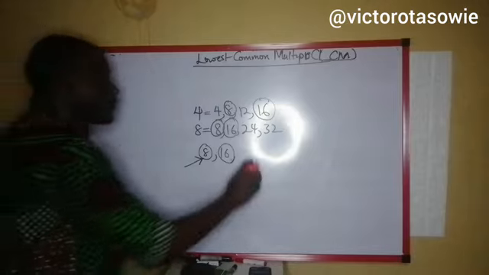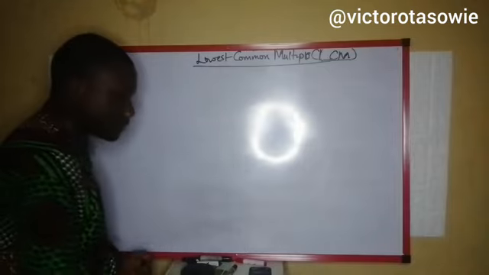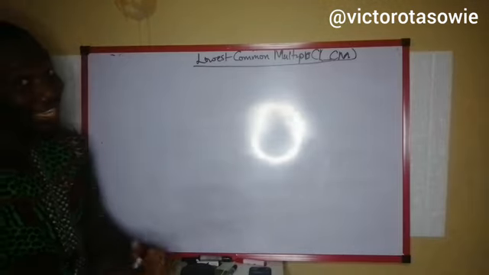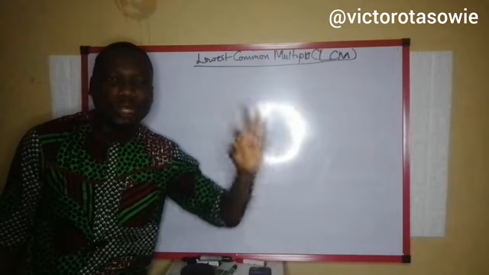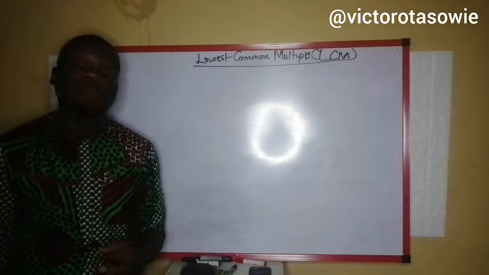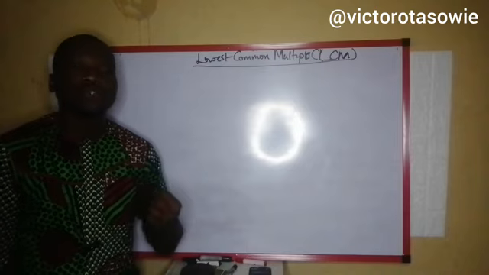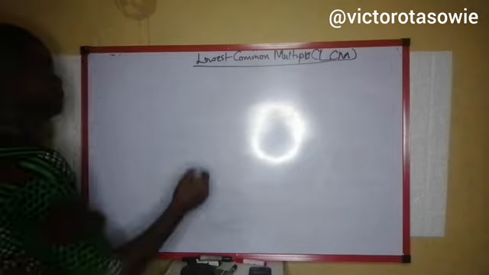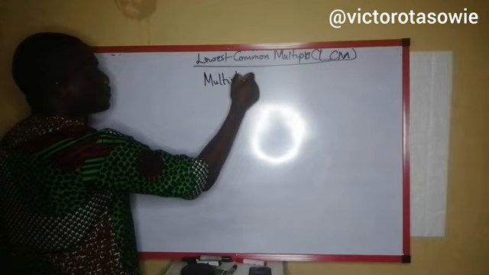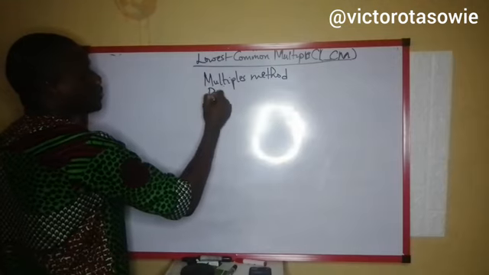And I remember I told you that there are so many ways we can find lowest common multiple. And I told you about a lot of them, if you can still remember. We have the multiples method, which we just did. We have the prime factor method.